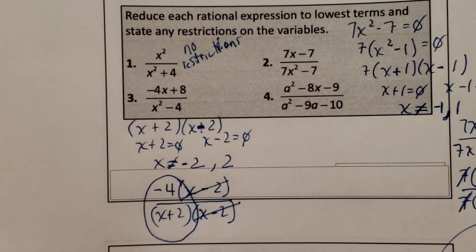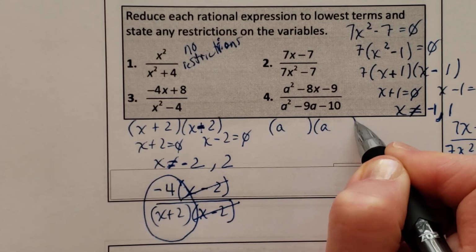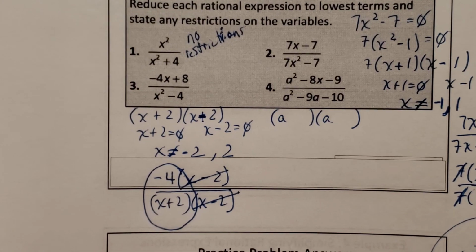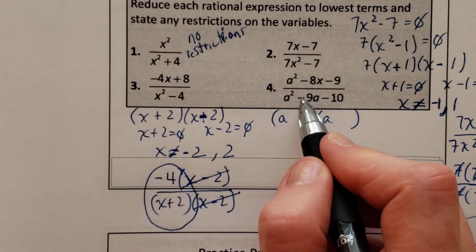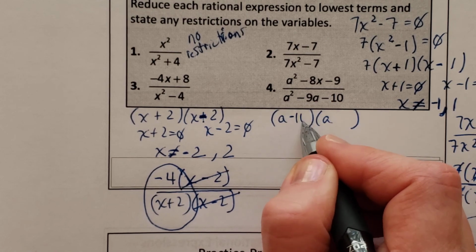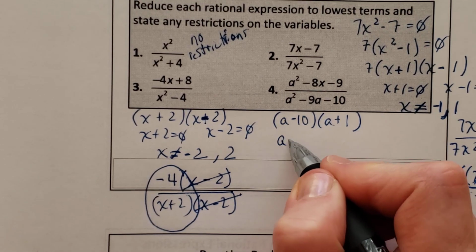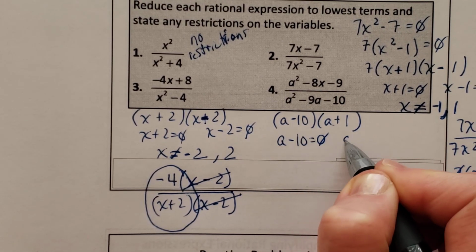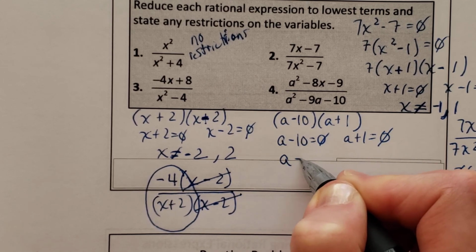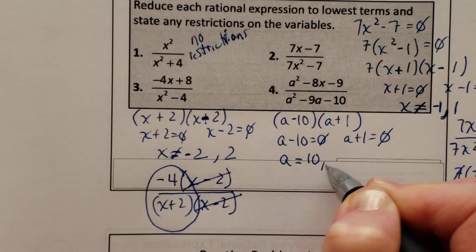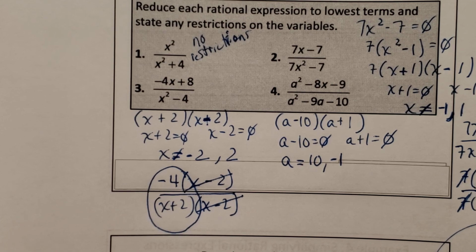So number 4, first thing I'm going to do is find the restrictions. So I'm thinking of two numbers. When I multiply them, I get negative 10, but when I add them, I get negative 9. Well, that would be 10 and 1. So my bigger of the two numbers is negative: negative 10, positive 1. I'm going to set them both equal to 0. If I add 10, I'd find out that A cannot equal positive 10. Or if I subtract 1, negative 1. Those are my two restrictions.